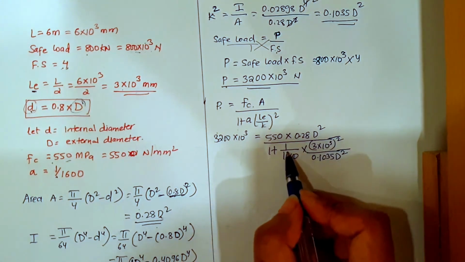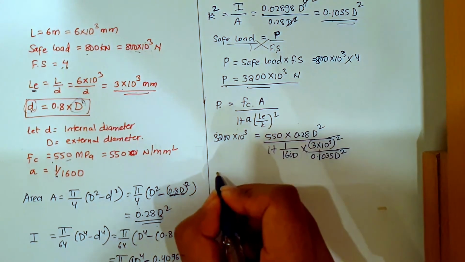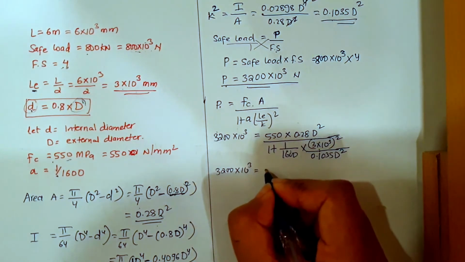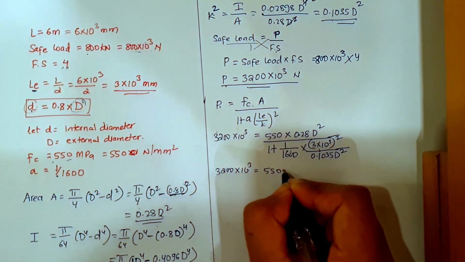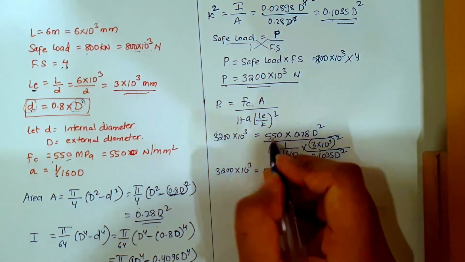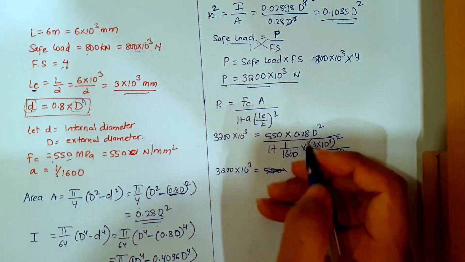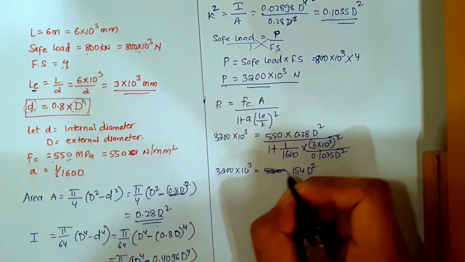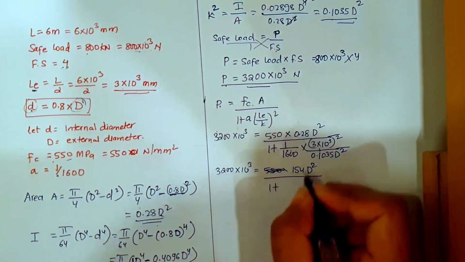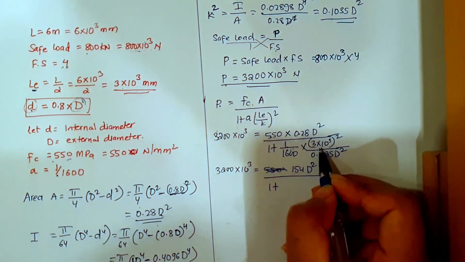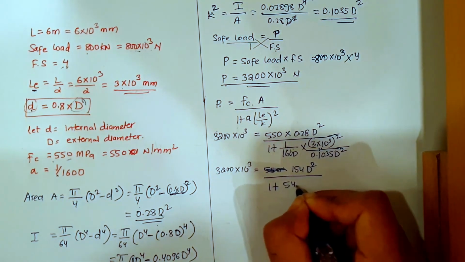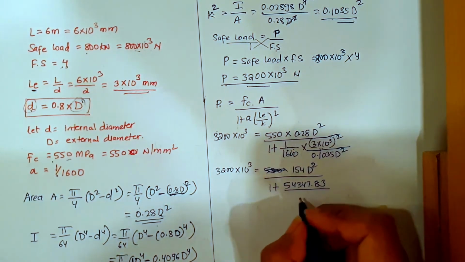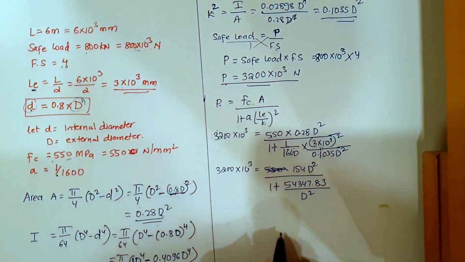Now if you multiply these two values, you will get 3200 into 10 raised to power 3 equals 550. Let me multiply this also. 550 into 0.28 you will get 154 D raised to power 2, divided by 1 plus. Now if you multiply all this, you will get 54347.83 divided by D square. This is what you will get.